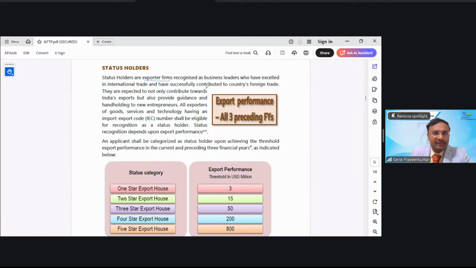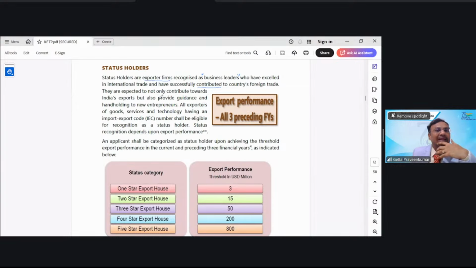These are exporter firms recognized as business leaders. They identify someone as a business leader who has excelled in international trade and has successfully contributed to the country's foreign trade. So in examination, in case of a theory question: businesses having export exposure in international trade, who are considered business leaders and who have contributed extraordinarily to Indian foreign trade.